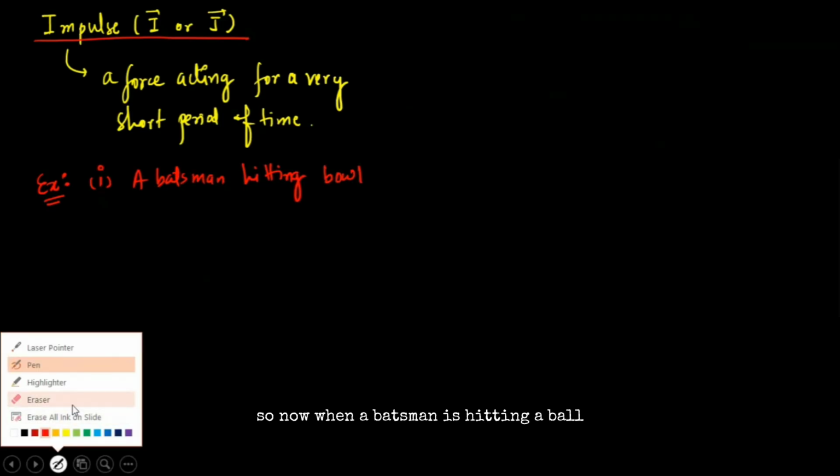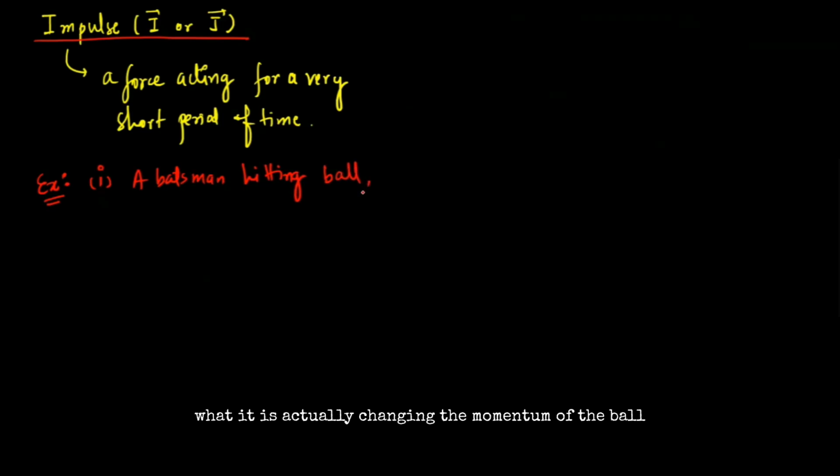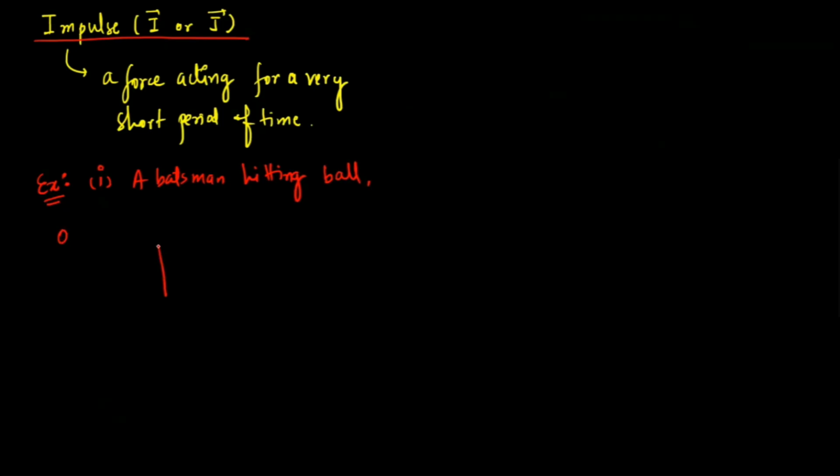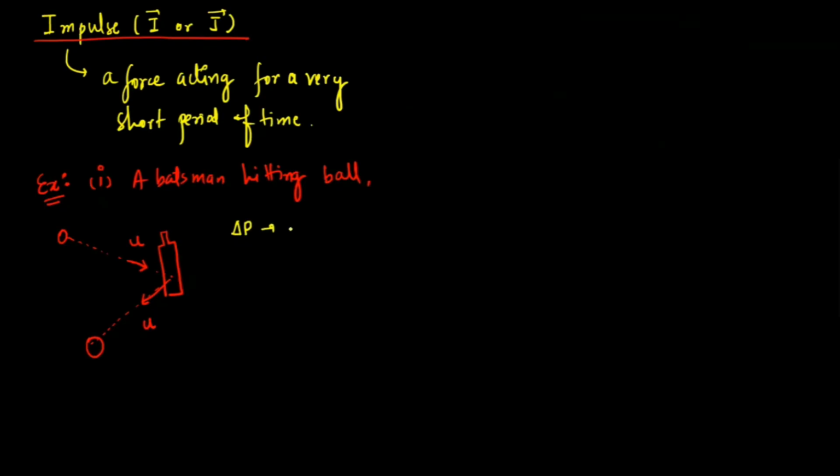Now when a batsman is hitting a ball, he is actually changing the momentum of the ball by some external force. For example, this was the ball, this was the bat of the batsman. The ball came this way, the batsman hit it, and it went this way. Initially, the object has a certain velocity in this direction. Finally, the object again has a certain velocity, but the direction of the velocity has changed. So what has changed here is its momentum.